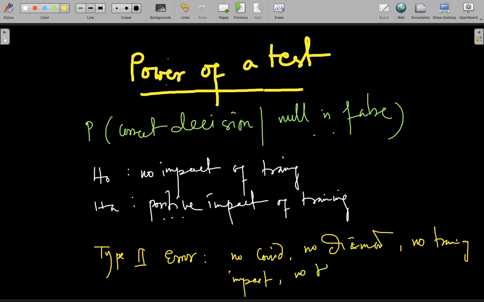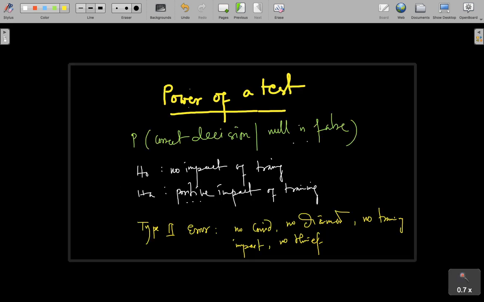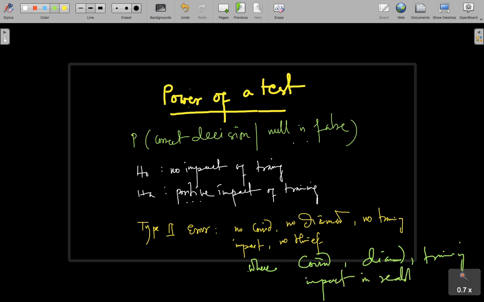So these are the cases where there is COVID or diamond, or there is training impact in reality, and so forth. These are the cases of type 2 error, and I claim that the power of a test is 1 minus type 2 error.